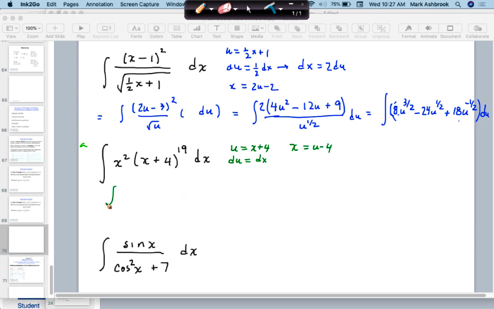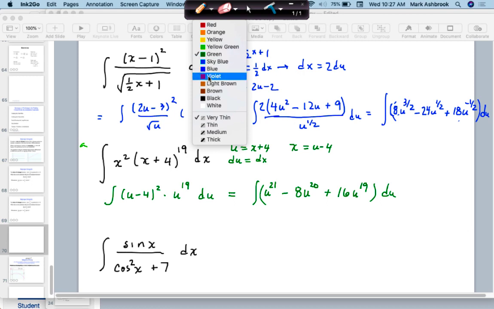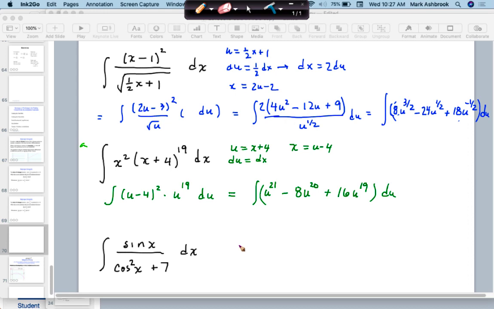Yeah, that's what I got. Okay, look at those first two. See if you agree with those. I think the first one's the same basic idea. Okay, any questions on the first two?